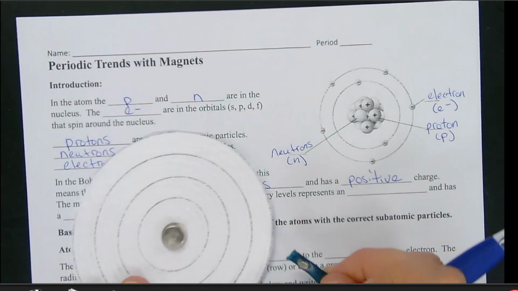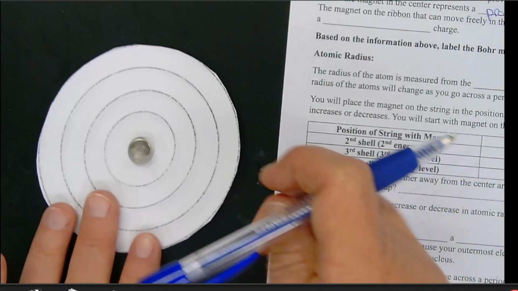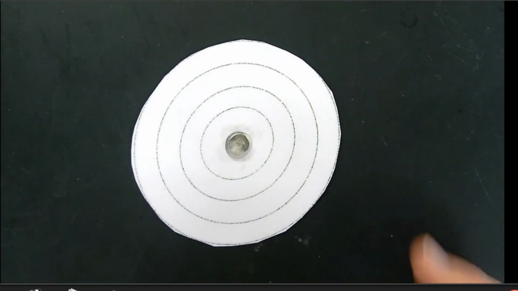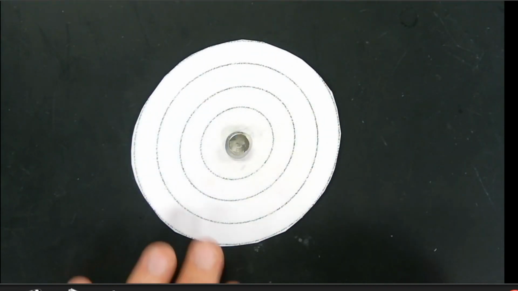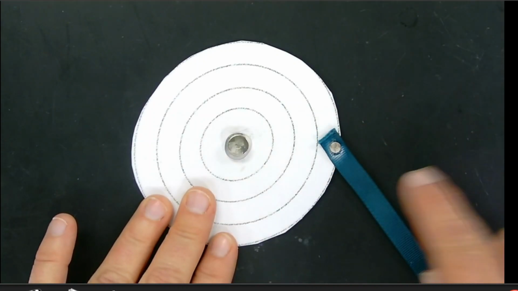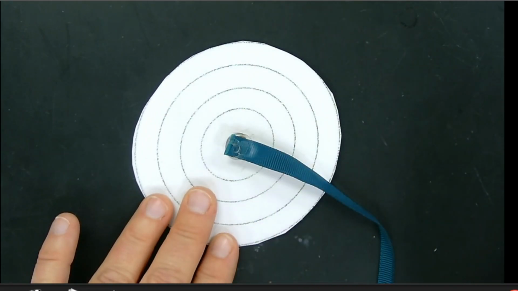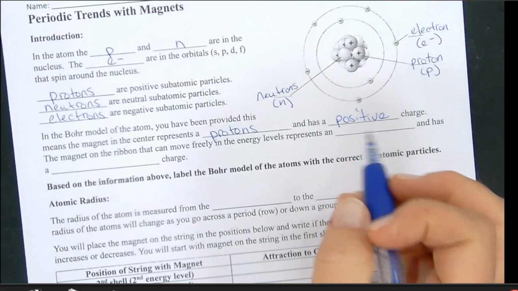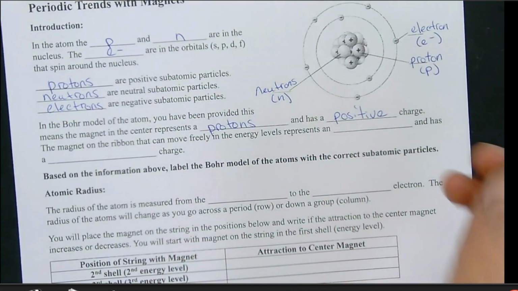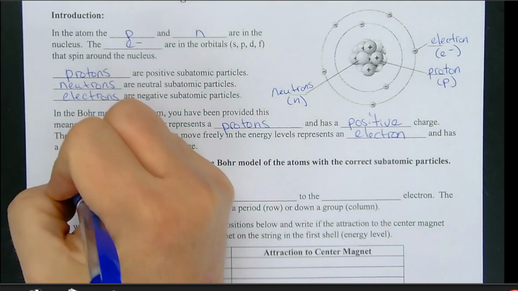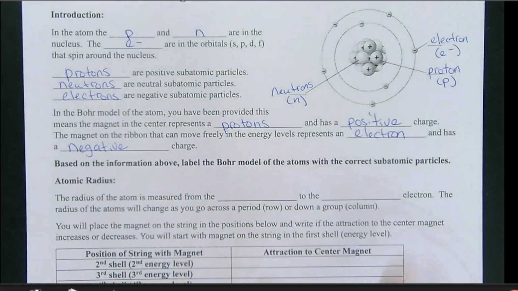So here we have a Bohr model. Remember, those in the nucleus are the protons, and they're positive. That's why they have a charge. We're not saying they're the neutrons because there is a charge. And then we have a ribbon here with an electron, and this electron can move around, and it is attracted to the protons in the center. The magnet on the ribbon that can move freely in the energy levels represents an electron and has a negative charge. So they are attracted to each other because protons are positive while electrons are negative.